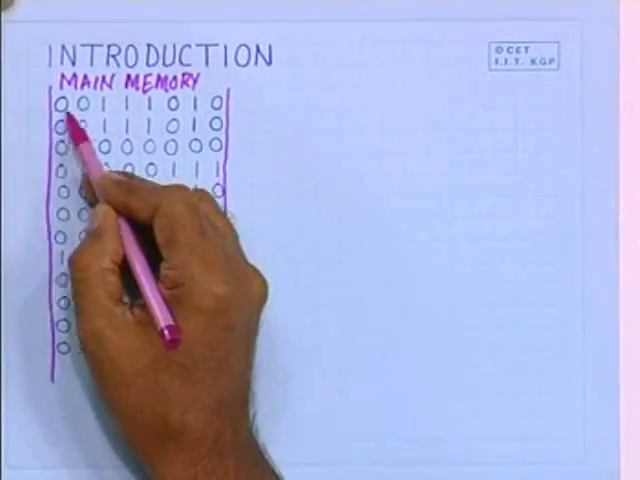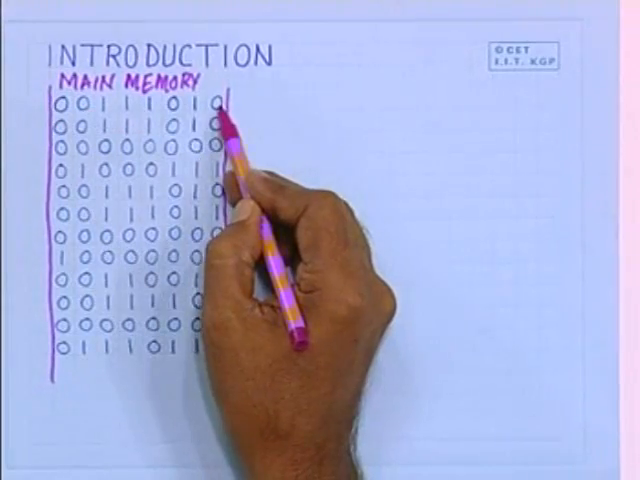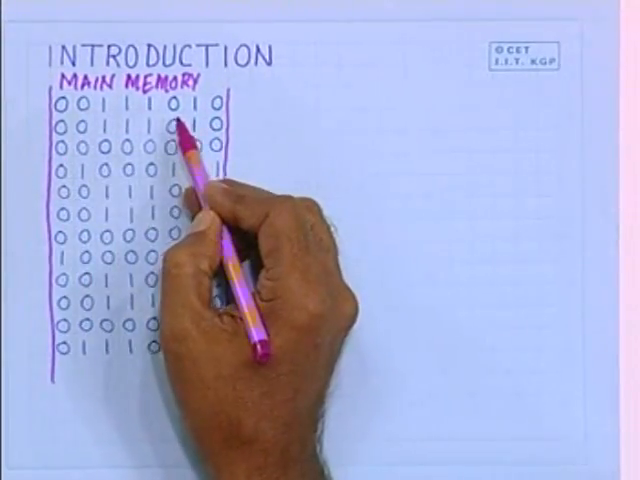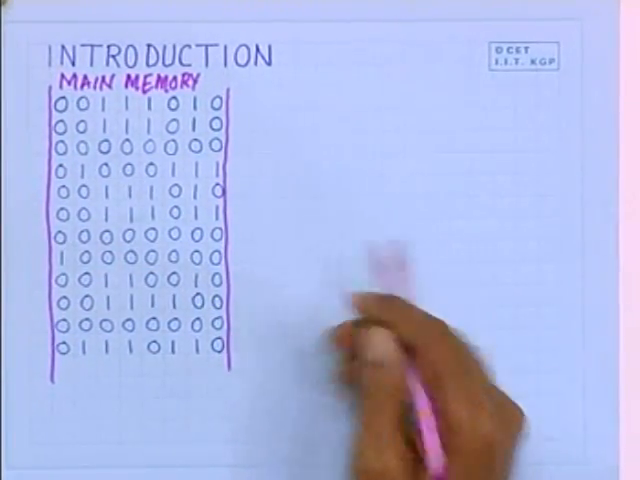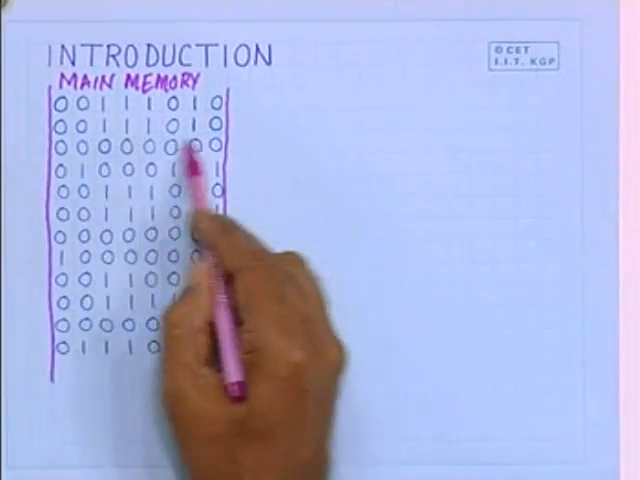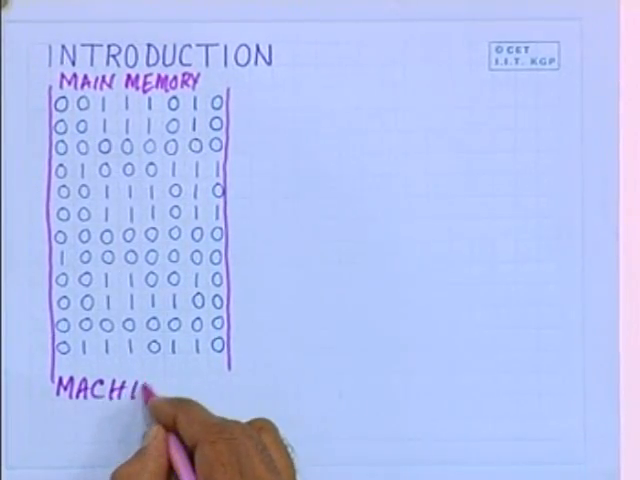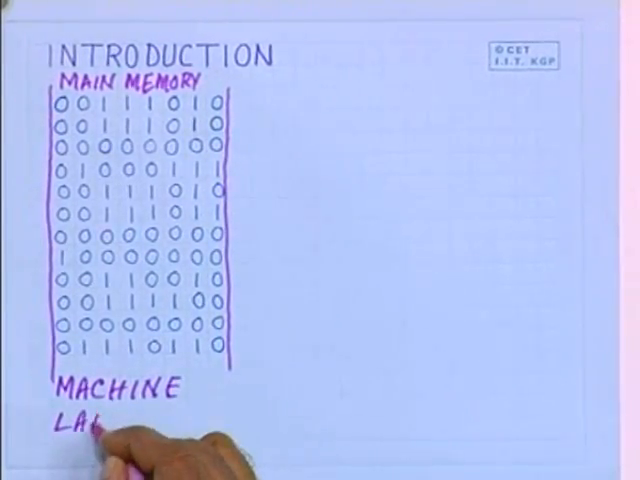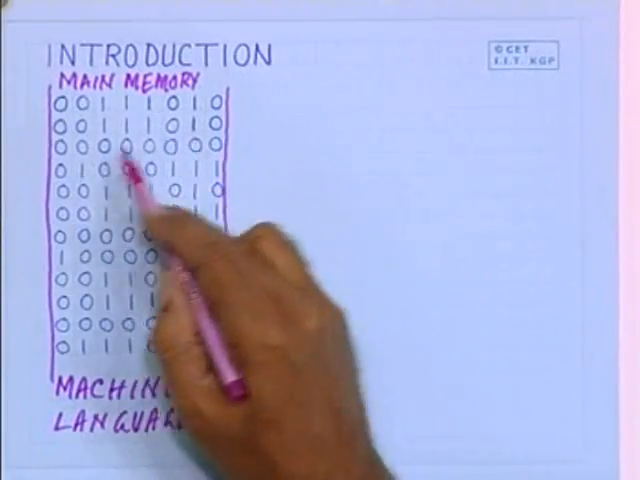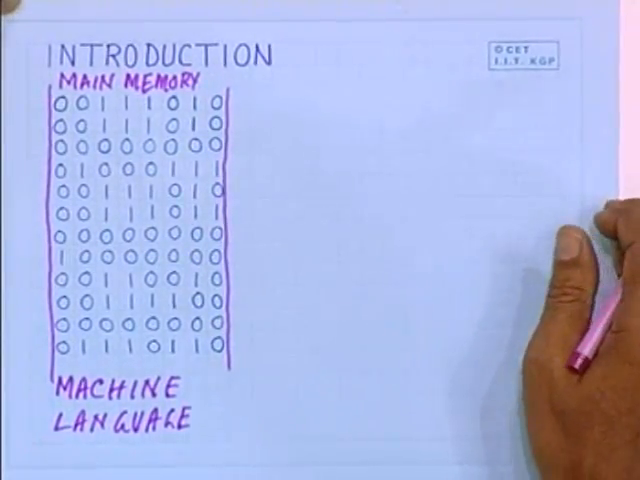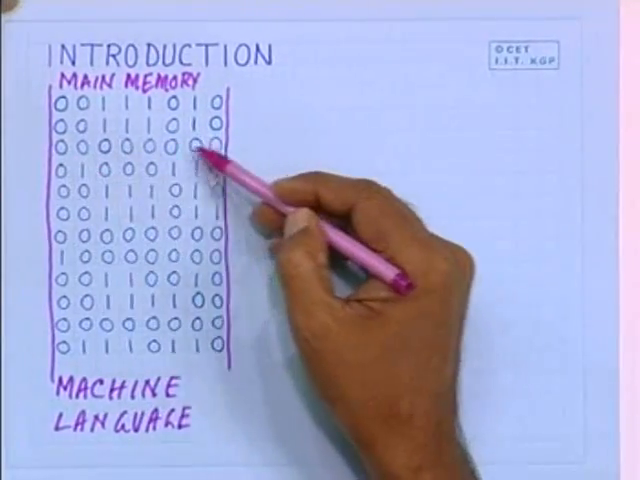For example, this is one memory location, this is another memory location, this is another memory location, and each memory location stores 8 bits. So, the instructions are stored one after the other in memory locations, and the way the instructions are stored here is machine language. As you can see from this sequence of zeros and ones, a human being cannot make out what this bit sequence represents.